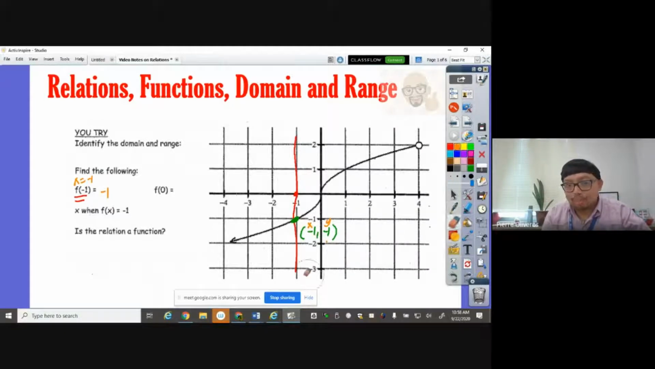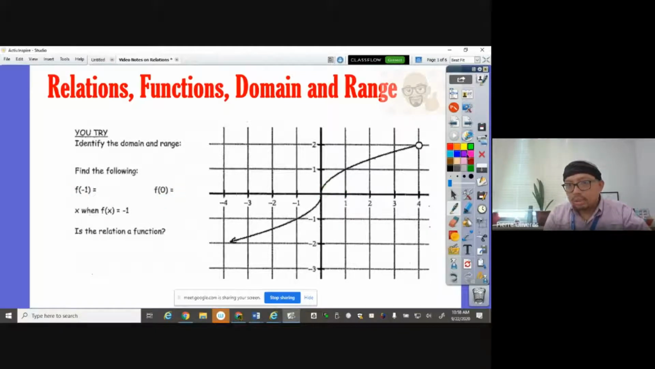One more time. Find f of 0. The 0 on the x is right here. And the value of the y is also 0 here because this is the origin, (0, 0). So if x is 0, the y is 0. So the answer here must be 0.